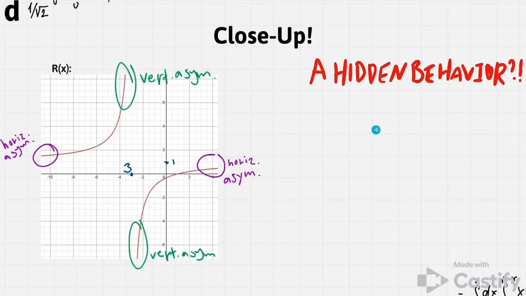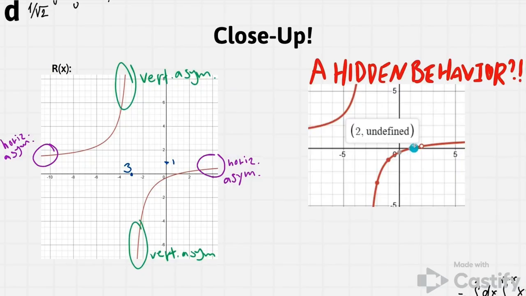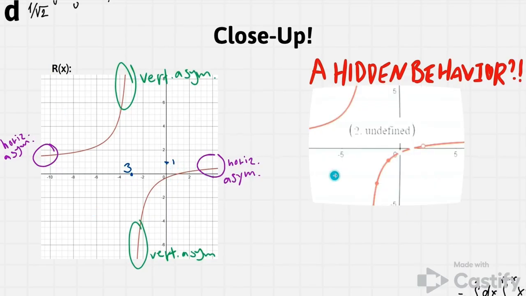Now for a close-up, and for its hidden behavior, which is at x is equal to 2, so that's where it's undefined, we could see on this graph that the vertical asymptote is at x is equal to -3, and that the horizontal asymptote is y is equal to 1. So these are all its characteristics and quirks.